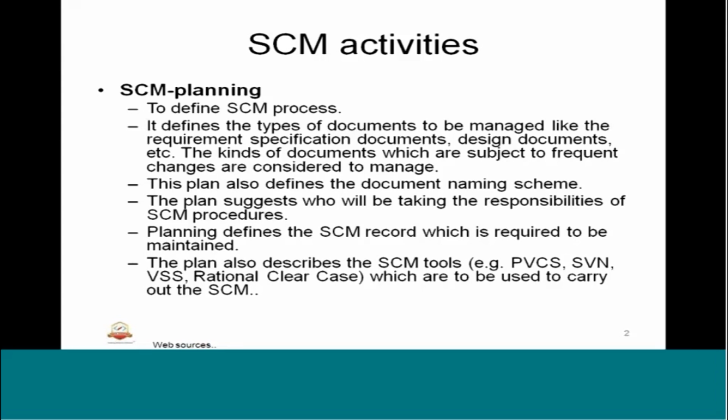The document defines the SCM record which is required to be maintained. The SCM record basically identifies all the stages of the changes and who is owning it, who is responsible. The plan also describes the SCM tools like ClearCase or Dimensions, etc. PVCS Dimensions, Visual SourceSafe, SVN, Git. There are a lot of tools that are there in the industry. So these tools are basically used for carrying out the SCM activities. So the pros and cons of the tool and the tool selection basis are also mentioned in the plan.